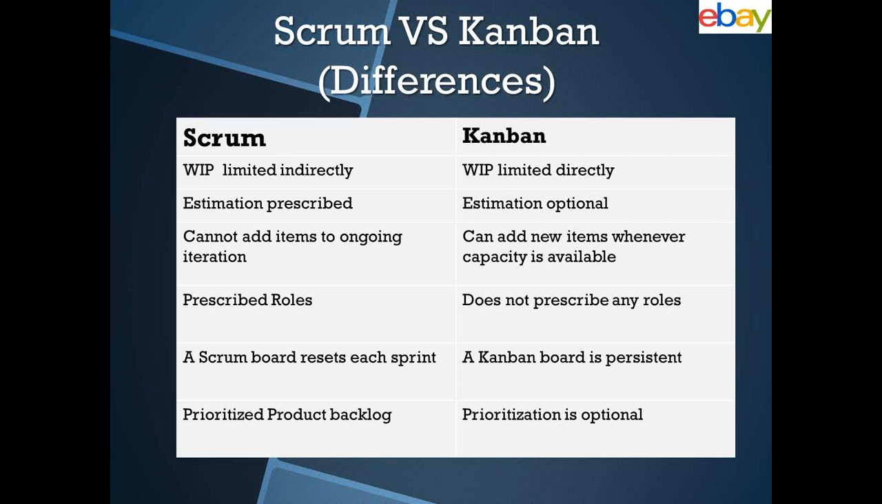In Kanban, estimation is optional. And again, the reasons why you can choose estimation to be optional, we've already called out earlier. Once a Scrum has started, you cannot add any more items to the iteration. Here is where the flexibility of Kanban comes in. You can add new items whenever capacity is available. The only thing you cannot touch is the work in progress limit, and at maximum you'll have 3.